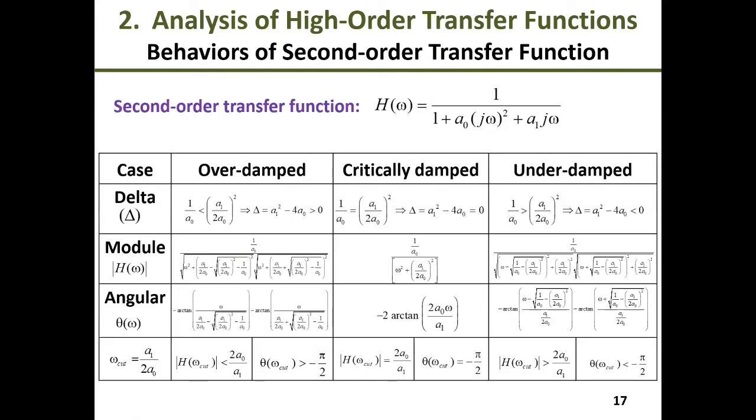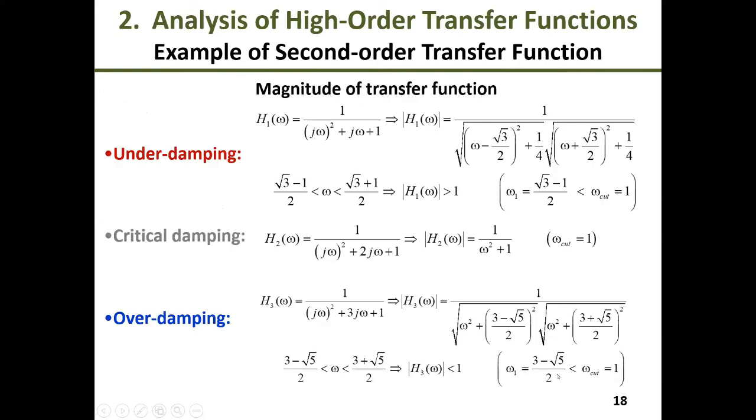Now let us show the summarized behavior of a second order transfer function. You can see at the cutoff angular frequency, the magnitude of the transfer function in case of critical damping is A0 over A1. And in case of the underdamping region, the magnitude is greater than A0 over A1. And now let us show the numerical example of a second order transfer function.